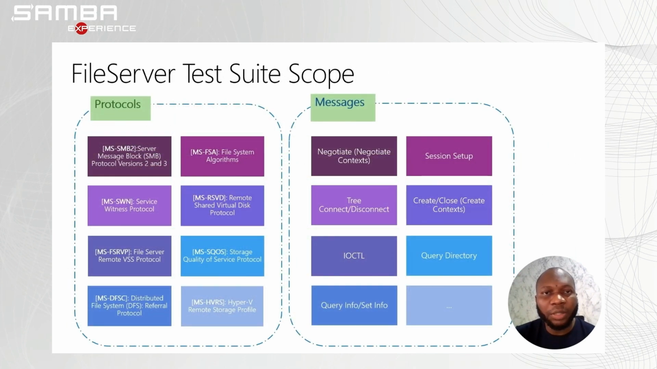Now moving to the FileServer test suite, the current slide shows some of the protocols and messages within its scope. The FileServer test suite covers some of the most popular file sharing protocols such as MS-SMB2, MS-FSCA, the file system algorithms, MS-SQOS, among others. The scope also includes most of the message types sent, such as negotiate, tree connect and disconnect, session setup, IO control codes, and much more.